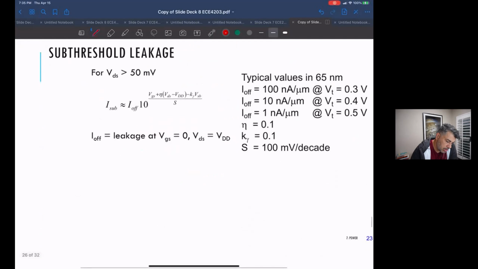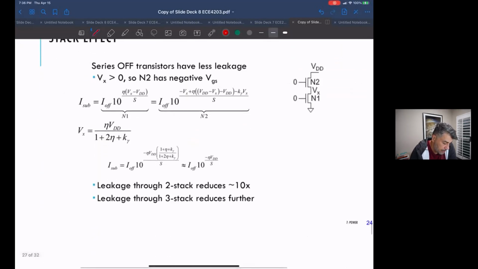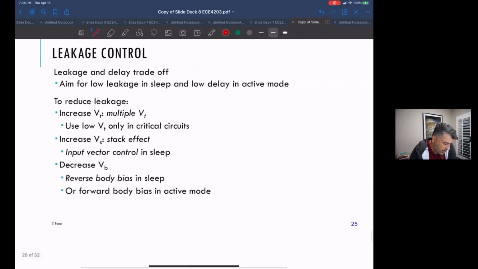I think we talked about this a little bit, about how different threshold voltages... every 100 millivolts, you increase your threshold voltage of a device by a certain amount. This isn't a choice you have. Typically, it's whatever the process gives you. And typically, you get two flavors of devices: a high threshold device and a low threshold device. And that sort of affects your leakage currents. Then there's the stack effect.